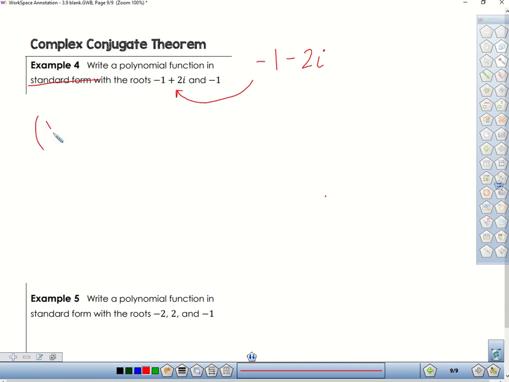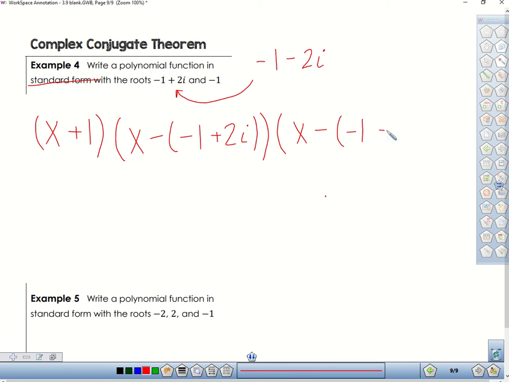So the factors are going to be x plus 1, that's from the negative 1, and then x minus (negative 1 plus 2i) times x minus (negative 1 minus 2i). It's going to look like that. So you basically always do x minus whatever your root is, which is what we did over here. Minus a negative 1 becomes addition.